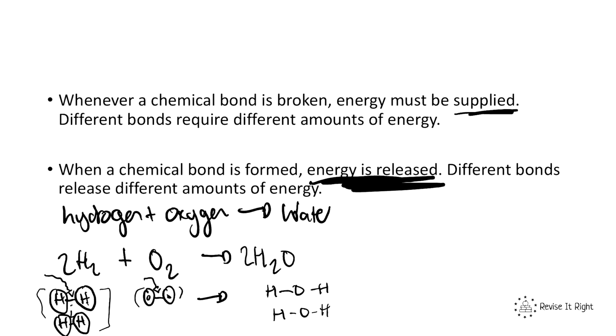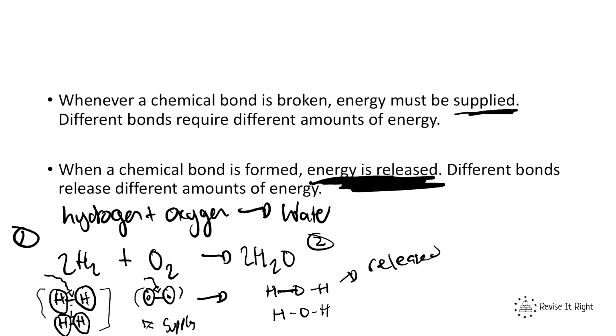Energy is released when these bonds are formed. So in our reactants, energy must be supplied, and then energy is released when our new bonds are formed to make the H2O. So the first process, this process here, requires energy, and the second process to form the new bonds will release energy. Now, if more energy is released than is required, the reaction will be exothermic. If more energy is required than released, the reaction will be endothermic.